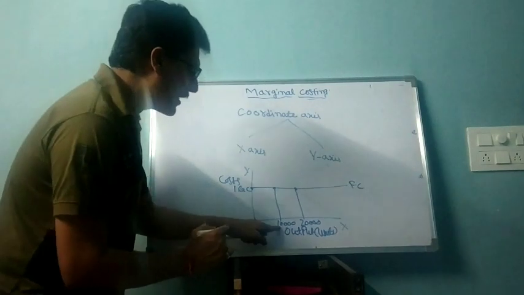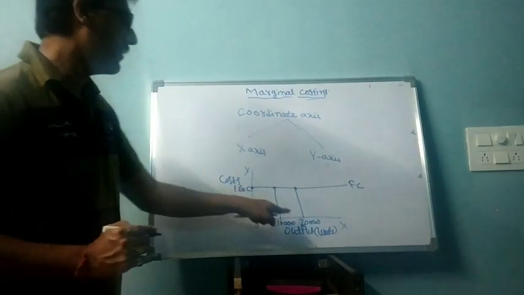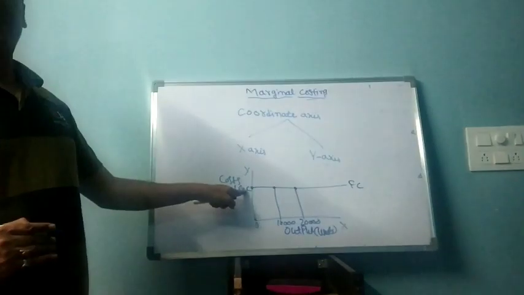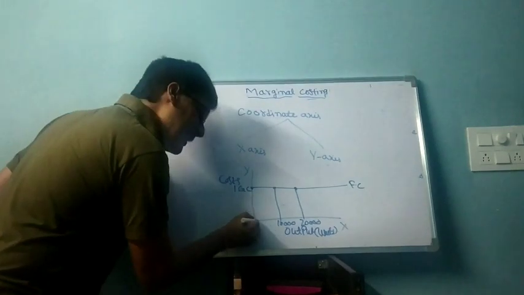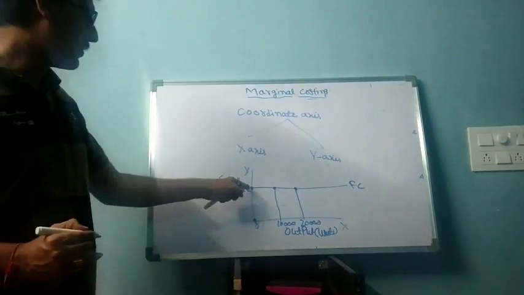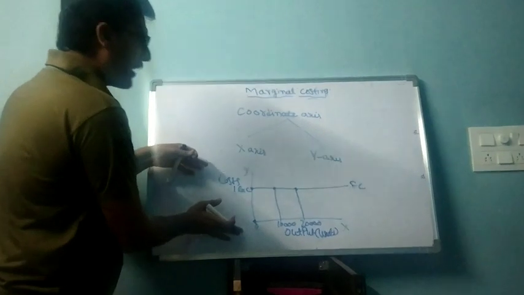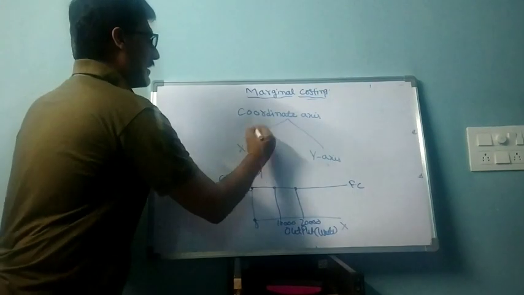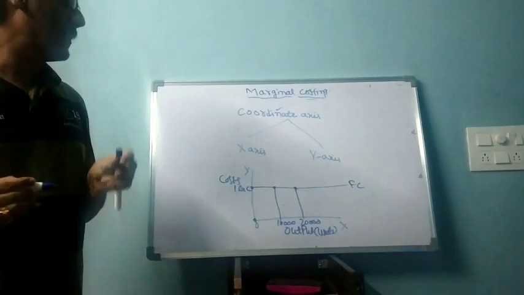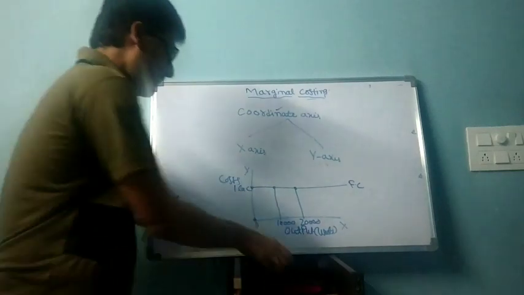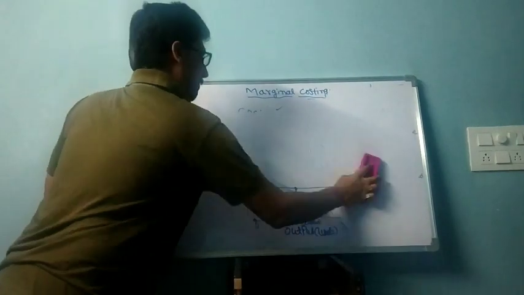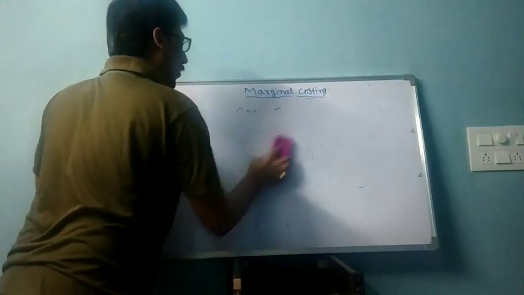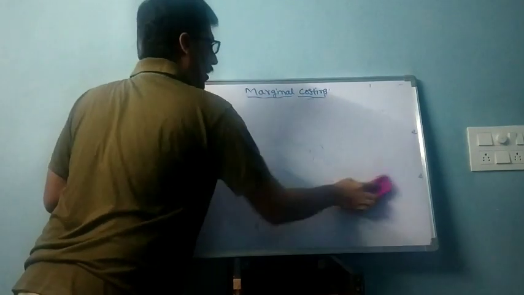Even though you produce 10,000 units, fixed cost is 1 lakh only. You produce 20,000, fixed cost is 1 lakh only. Even though you do not produce anything, 0 units, fixed cost is 1 lakh. Like this, you should represent fixed cost on a coordinate axis. Now, how should you represent variable cost on a coordinate axis? Very, very important. How are you presenting this on a coordinate axis?